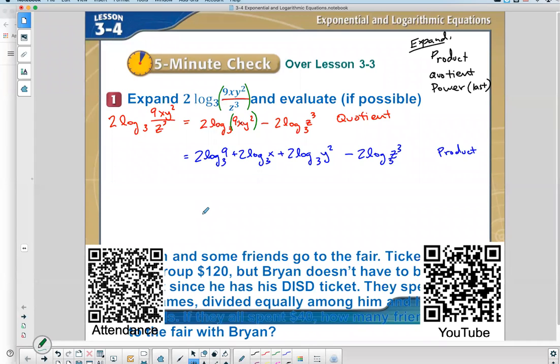Now to finish this off, I'm going to use my last property, which is the power property. The power property says if you have a power, it can be written as a coefficient that's multiplying in the front. So this 2 and this 3 are going to multiply in the very front. And while I'm on it, it also says to evaluate. So I'm going to evaluate this log. I can evaluate this front log because it does not have any variables any longer.